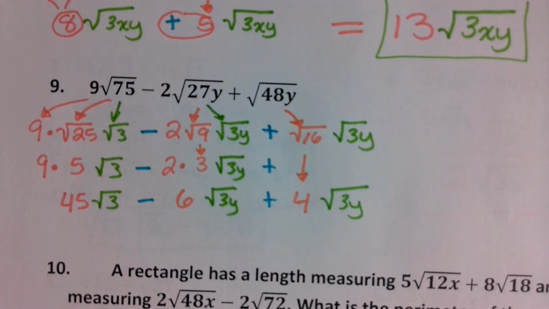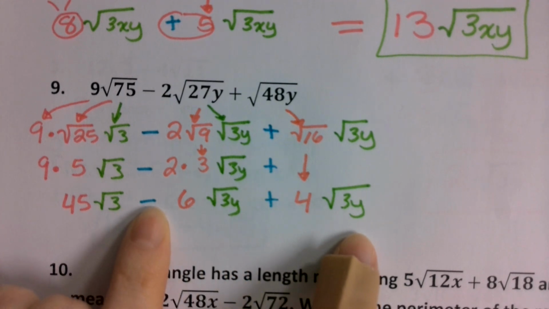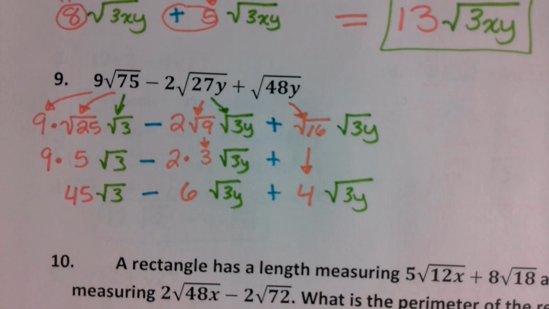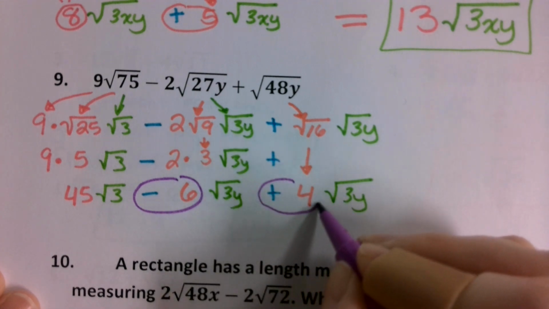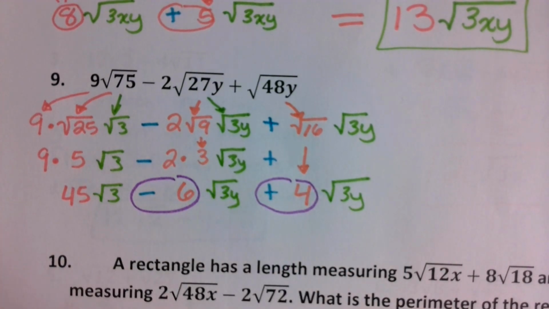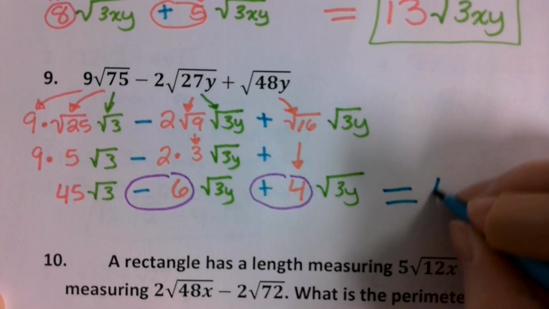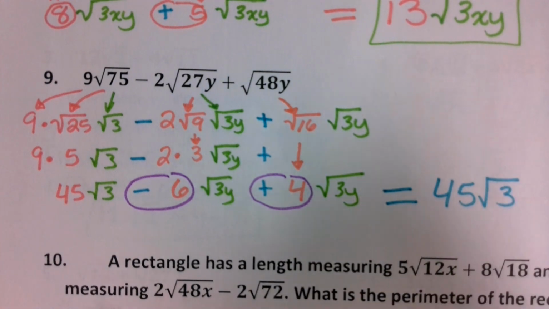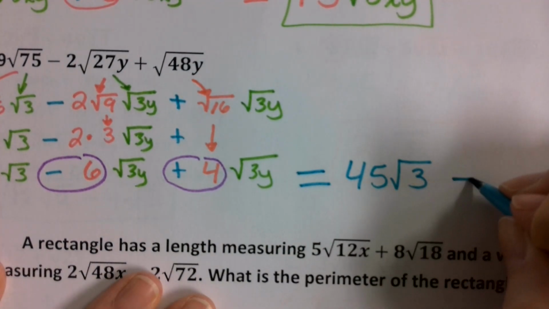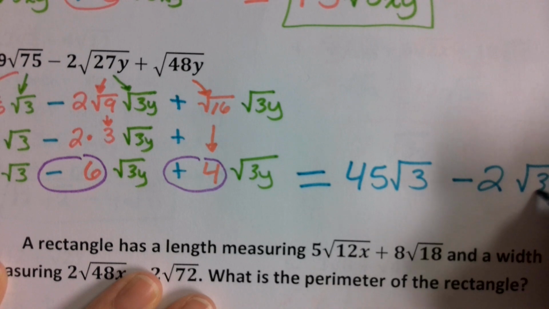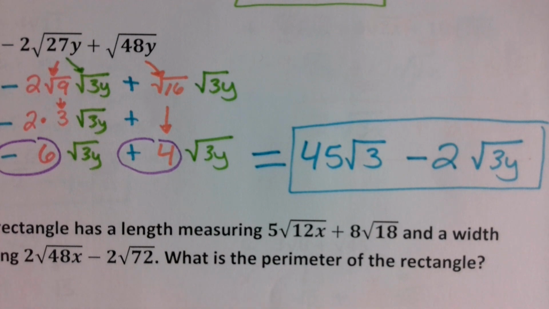All right, so the only ones that we can combine are the ones that have the square root of 3y. Remember, there is a minus sign in front of it, so we're going to focus on it as a negative 6 plus 4. So this 45 square root of 3 is going to stay just as it is. I'm going to keep it all in blue. So we have 45 square root of 3. And then what is negative 6 plus 4 going to give us? Negative 2. So we have negative 2 square root of 3y. There's your final answer: 45 square root of 3 minus 2 square root of 3y.